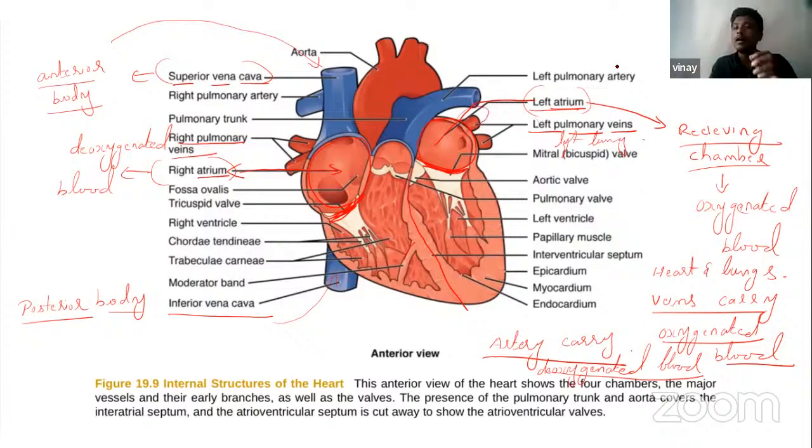So these oxygenated blood will come all the way from the lungs, and it opens up into which one? The left atrium. So left atrium, oxygenated blood, and the right atrium, deoxygenated blood. The right atrium receives from superior and inferior vena cava, from the anterior and the posterior parts of the body, which is deoxygenated blood. Whereas the left atrium receives oxygenated blood from the lungs. So which lungs? Left lung and right lung. Which are the blood vessels that are carrying? That is left pulmonary veins and the right pulmonary veins are the two veins which are carrying oxygen rich blood from the lungs to the heart.